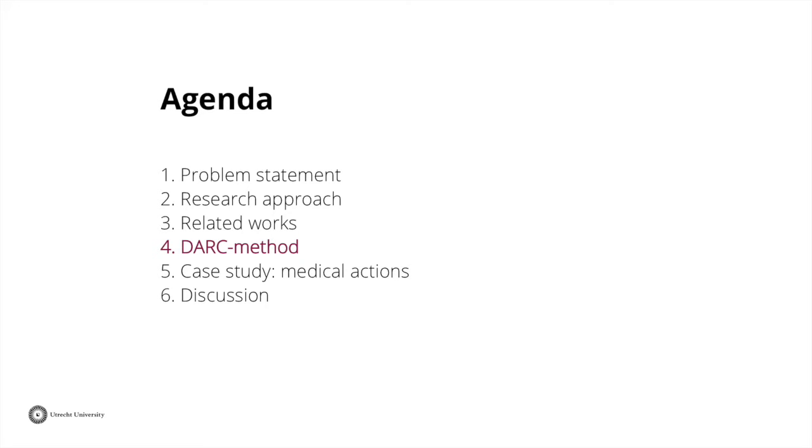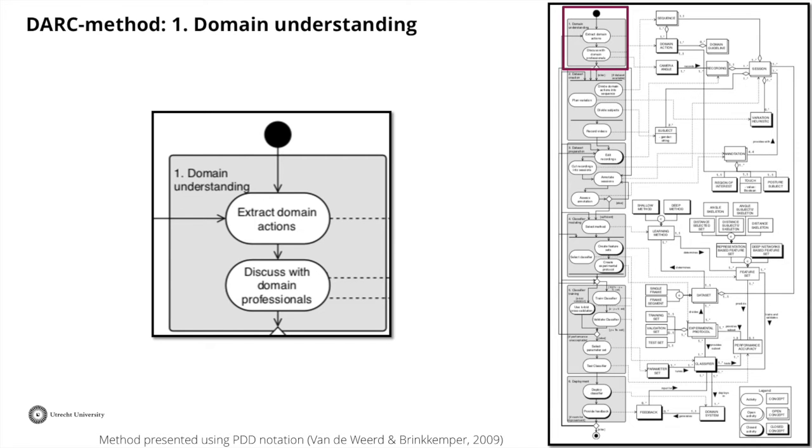The assembled method is quite extensive and cannot be described in detail in this video, so for the sake of brevity, I will describe some of the main activities. First, in the domain understanding phase, domain action should be extracted, for example using literature or guidelines from the domain in question. Then, since the practitioner may not be an expert in this domain, professionals should be asked to discuss the extracted actions to ensure they accurately represent the real-world situation.